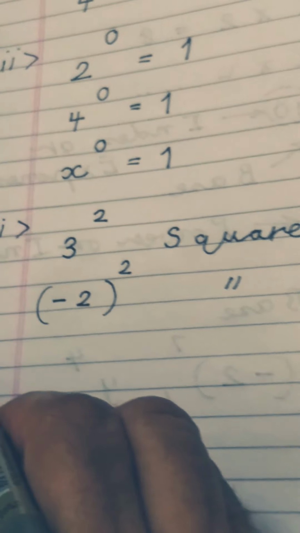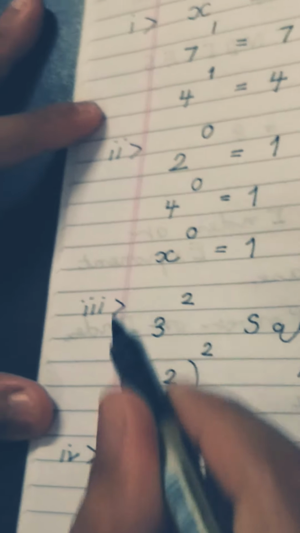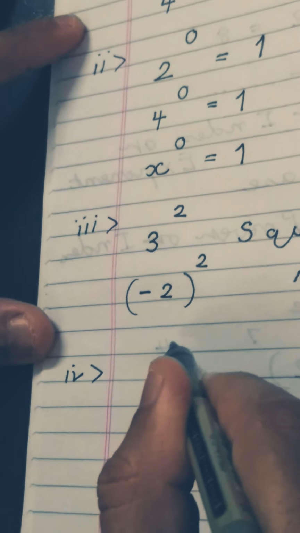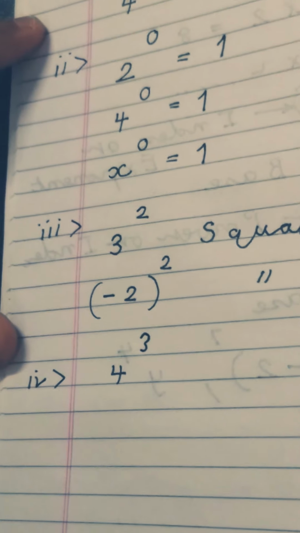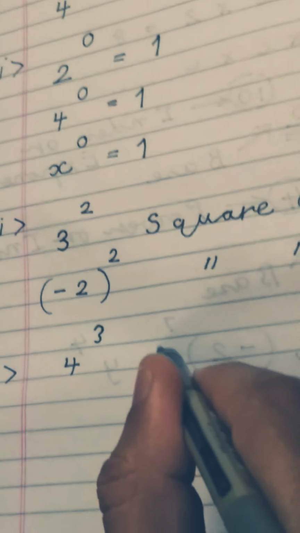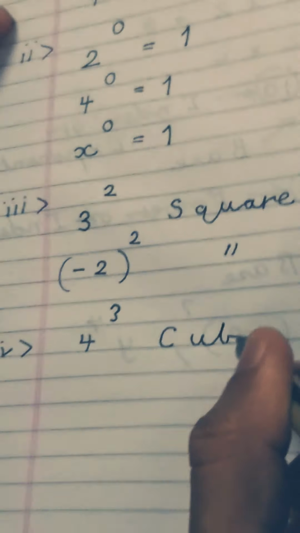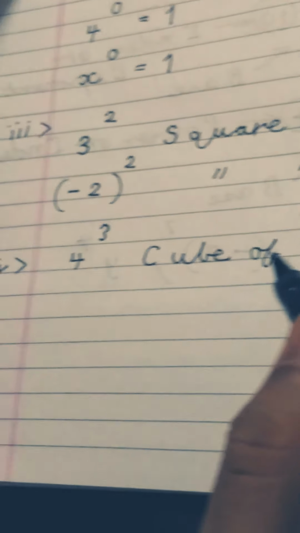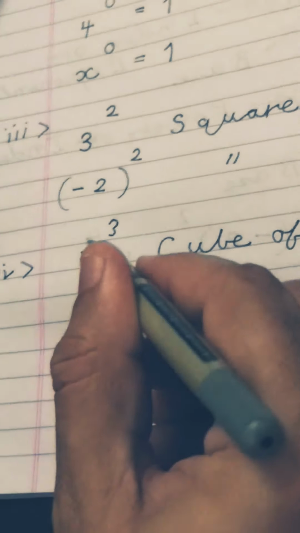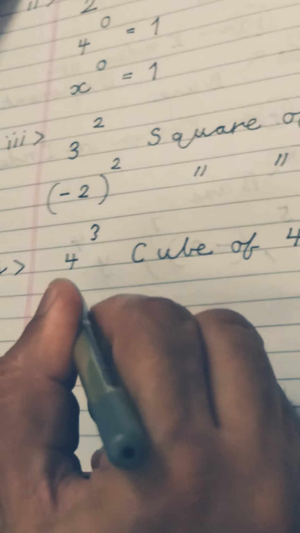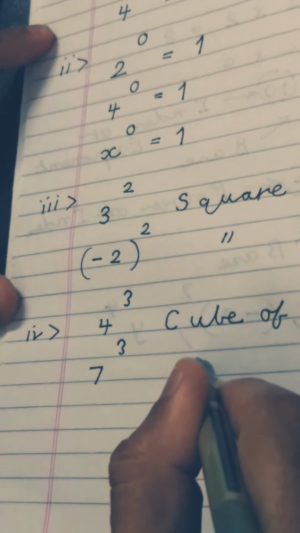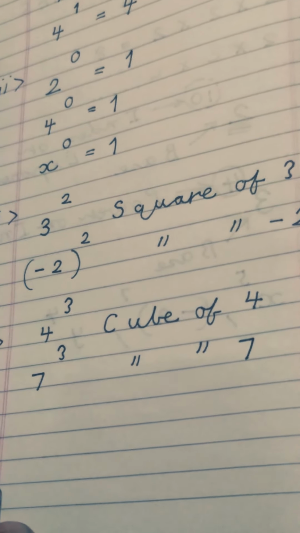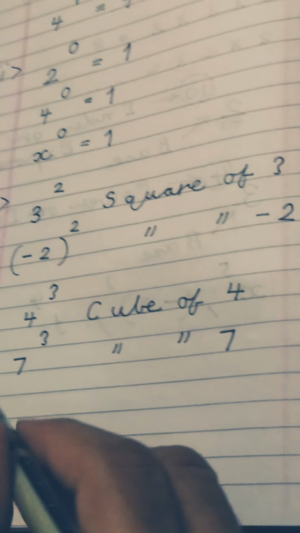Similarly, suppose we have the power as the number 3. Like for example 4 raised to 3. Then this we can call it as the cube of 4 or 4 cubed. Let's take more examples. Suppose we have 7 raised to 3. So we can call it as cube of 7. Got it friends? Or 7 cube.